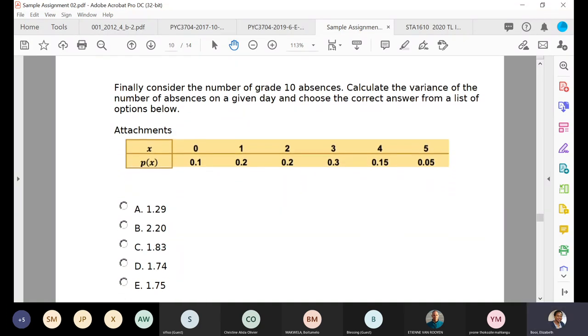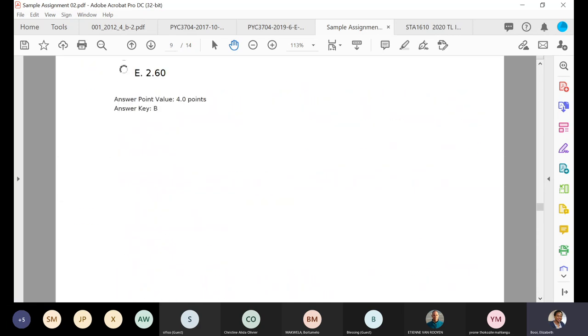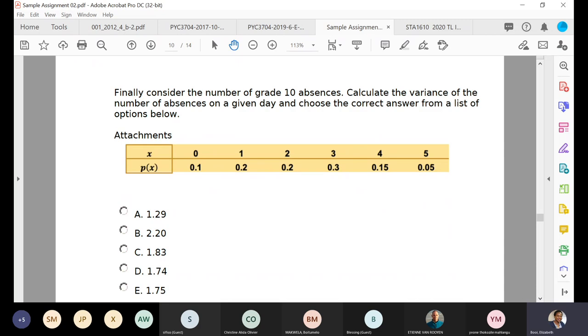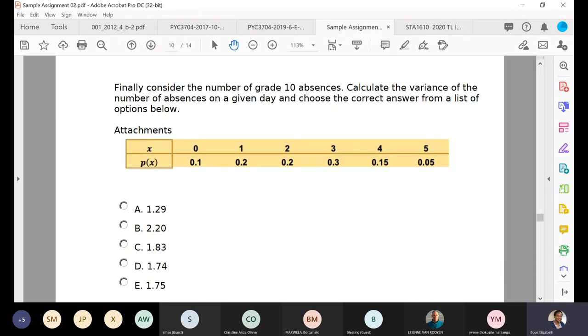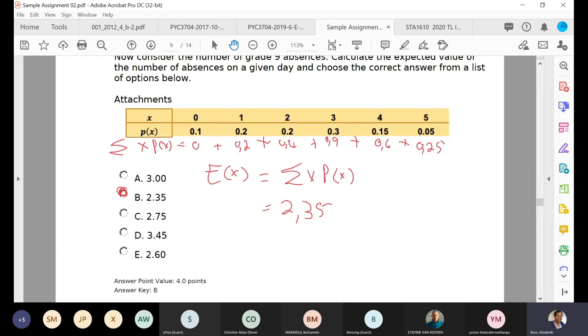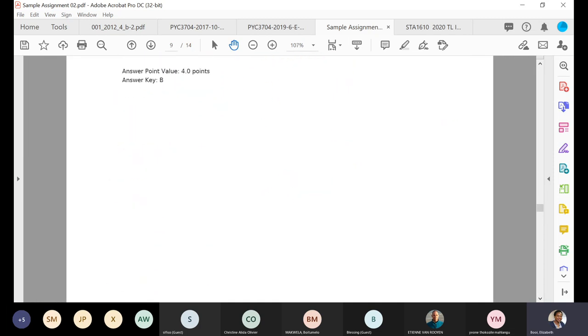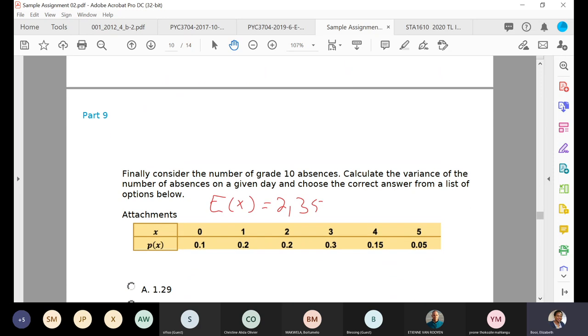And the next one says calculate the variance of these values. Are they the same as the ones that we did? Yeah. So now what you need to do is the following. We know what the expected mean is there at the top. Remember, we calculated it, we said it is 2.35, because we need that.